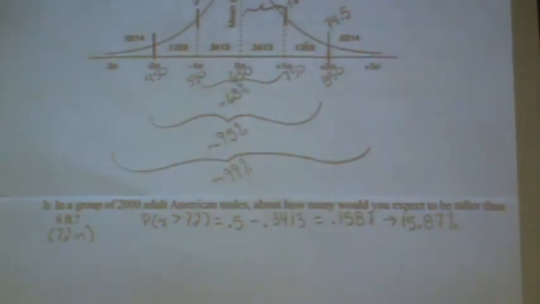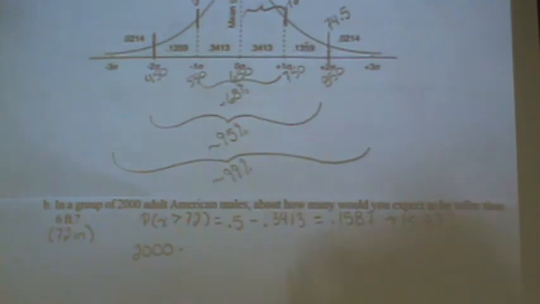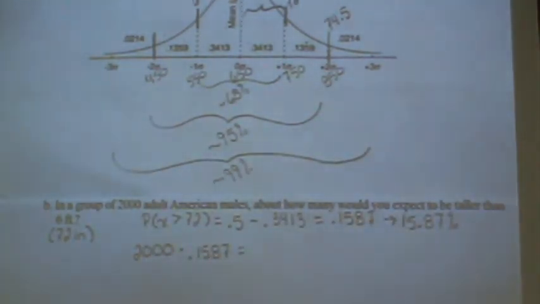However, we are told in the problem that we're given a group of 2,000 adult American males, and we want to know how many are going to be taller than 6 feet. So like we did in part B for example 2, we're going to take 2,000 and we're going to multiply by the decimal that we just found. So by that 0.1587. When we multiply that out, you're going to get 317.4.